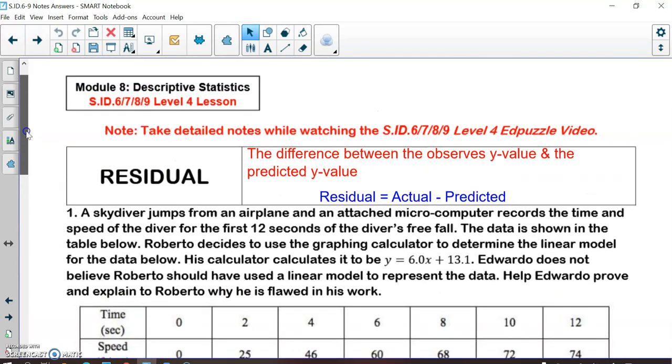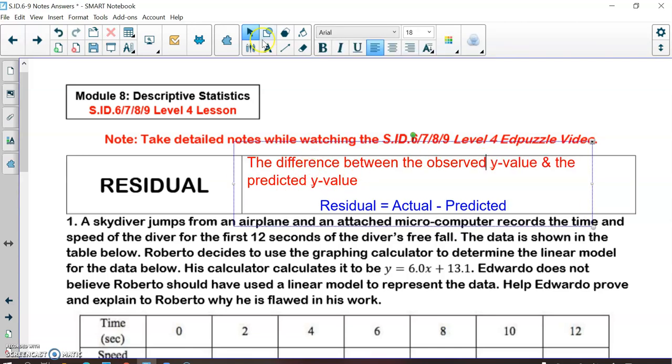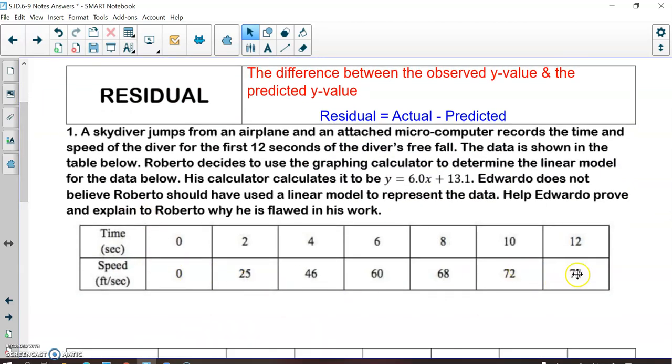But first, we need to learn what a residual is before we talk about residual plots. So a residual is the difference between the observed y value and the predicted y value. To calculate your residual, you take your actual y value in your data set, the actual data point, and you subtract your predicted data point from the linear regression model or the regression model. I'll walk you through it with this problem.